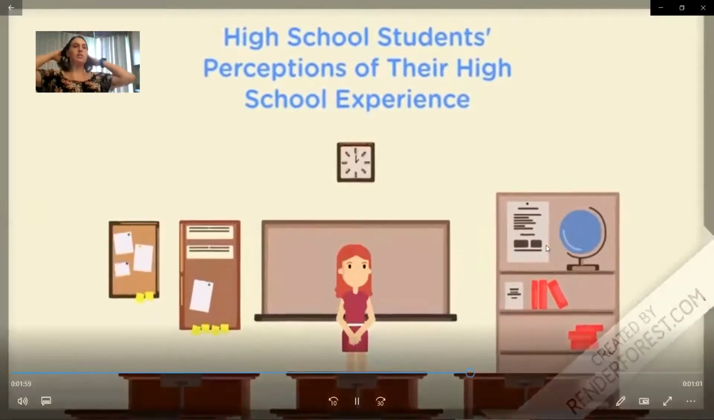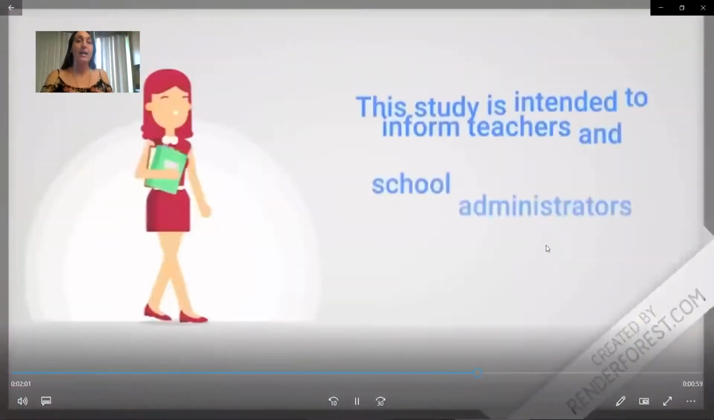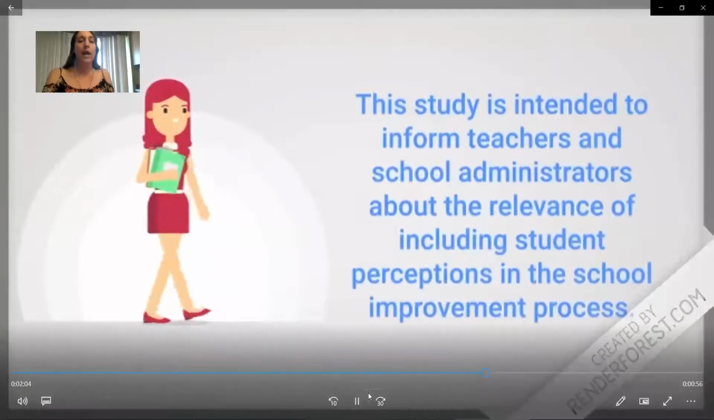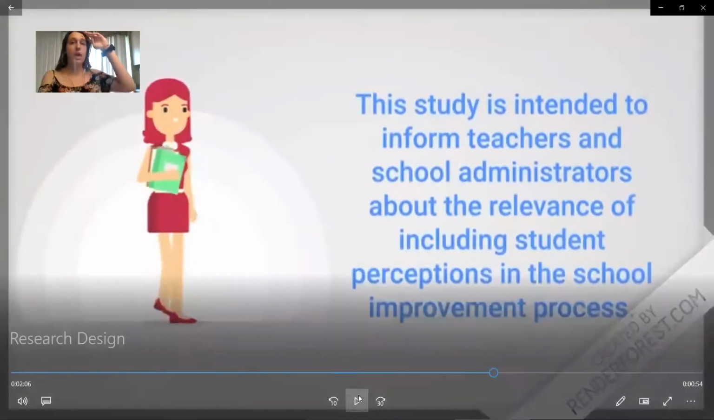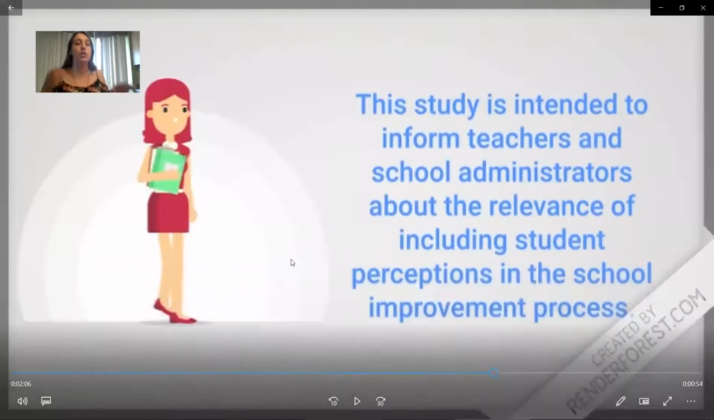First things first, you have to have a goal in mind. And this was the goal that Lowry had set up for her example: this study is intended to inform teachers and school administrators on the relevance of including students' perceptions in the school improvement process.